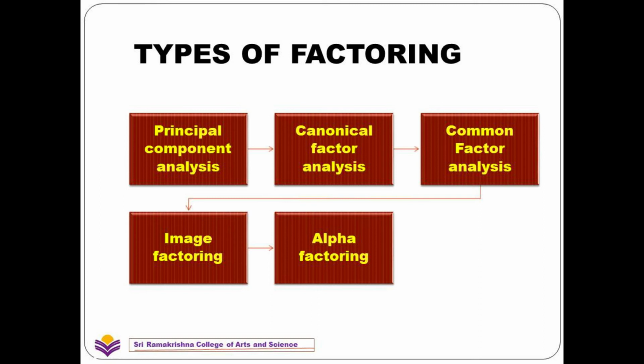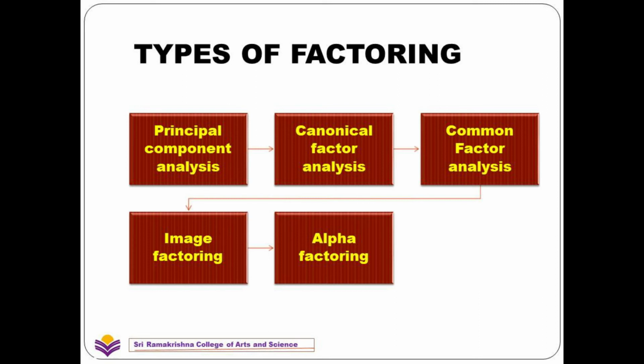Canonical factor analysis seeks highest canonical correlation. Common factor analysis seeks least canonical correlation with the observed variables. Image factoring is helpful for predicted variables. Alpha factoring is for assuming variables.